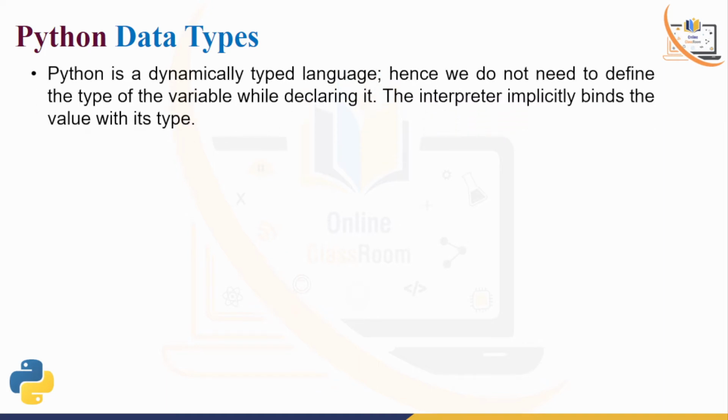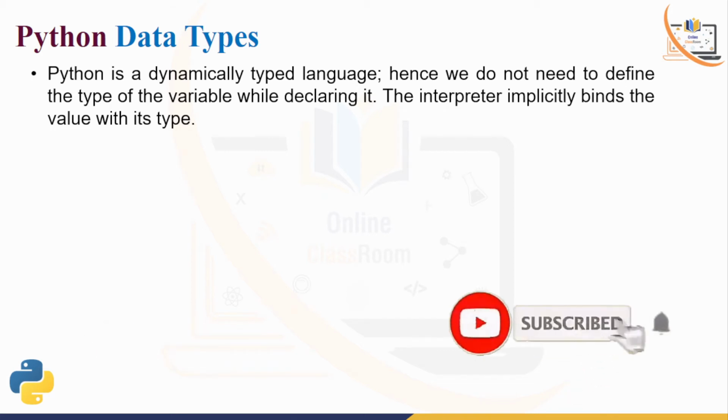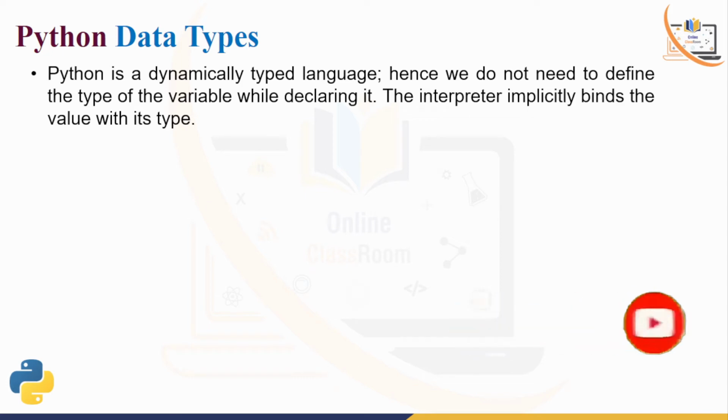Python is a dynamically typed language, hence we do not need to define the type of the variables while declaring them. It means the interpreter implicitly binds the value with its type. If you write in C, C++ or Java, x equals 50, it will show you an error, because at first you have to define the type of that particular variable, meaning x must be an integer. But in Python we do not need to declare it.